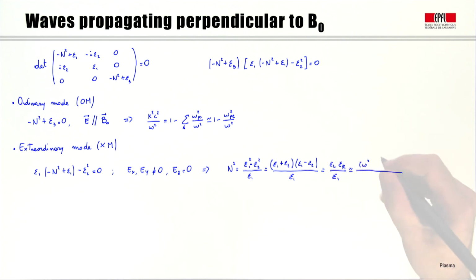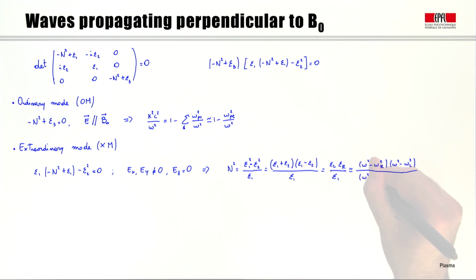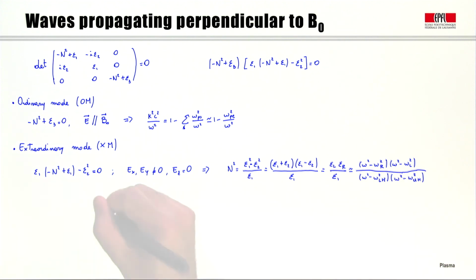And now these can be written by decomposing this product epsilon L and epsilon R as a ratio. It's a few lines of algebra that I spare you. Omega squared minus omega R squared, omega squared minus omega L squared, divided by omega squared minus omega LH squared, which we will define in a few seconds, and omega squared minus omega UH squared. Okay, what are these frequencies that we have just introduced?